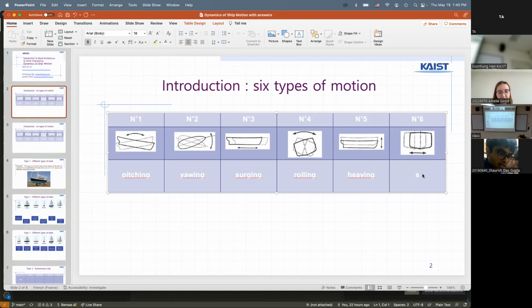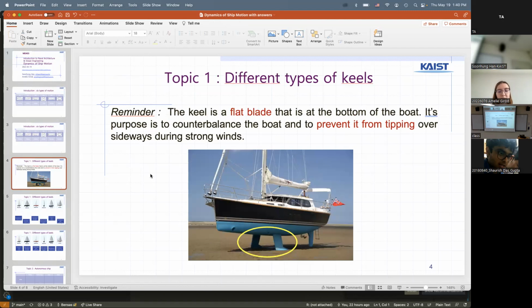Okay, so you were pretty good at it. You knew your types of motion, so it's really good because then we can move on. So Professor explained earlier that one of the solutions to stabilize a ship and reduce in particular its rolling motion is to use keels. Quick reminder, the keel is a flat blade at the bottom of the boat. Its purpose is to counterbalance the boat and to prevent it from tipping over sideways during strong wind.